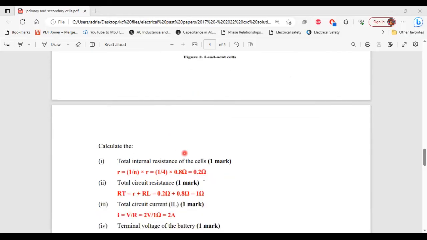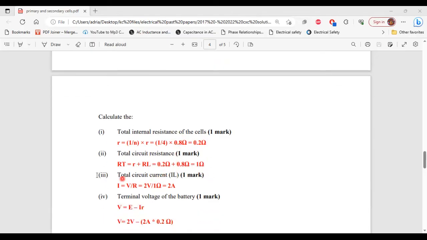For part 2, it says calculate the total circuit resistance. So RT is equal to R plus RL. That is 0.2 ohm plus 0.8 ohm. That will give us 1 ohm. For part 3, it says to calculate the total circuit current, IL. So I is equal to V divided by R. So that is 2 volts divided by 1 ohm, and that will give us 2 amp. So that's the total circuit current.